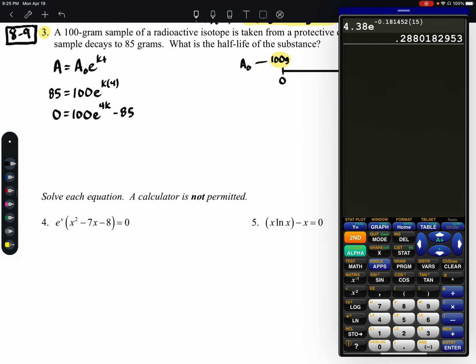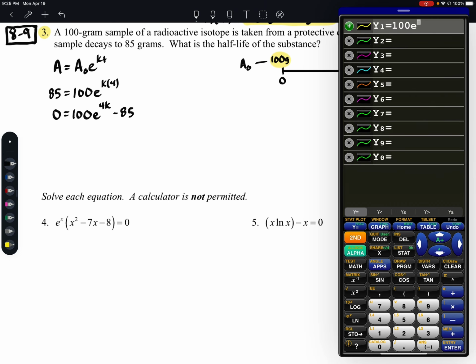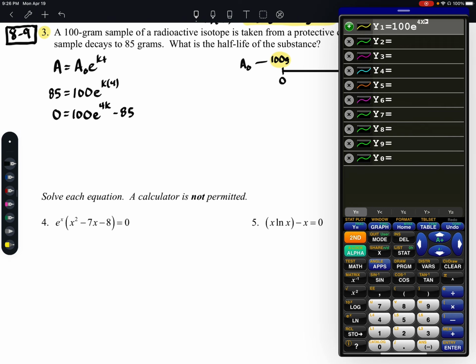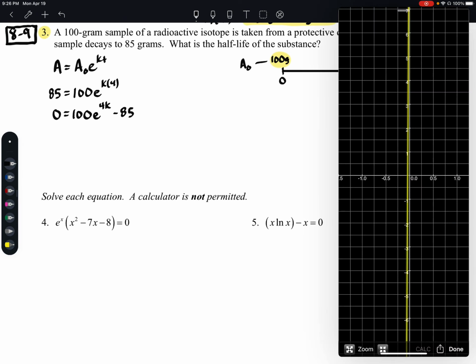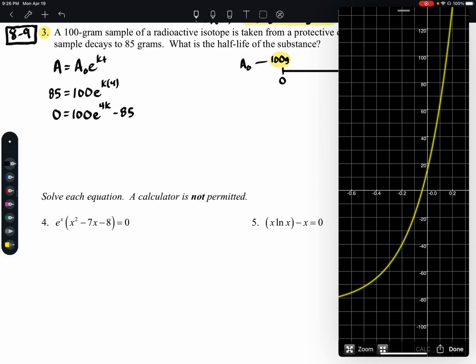Let's go ahead and pull it out. Let's go to y equals. We're just going to type it in as 100 times e raised to the power of 4x. And then we're going to subtract 85. So we graph it. All right, we can already see there is our x-intercept. So let's go ahead and figure out what that is.